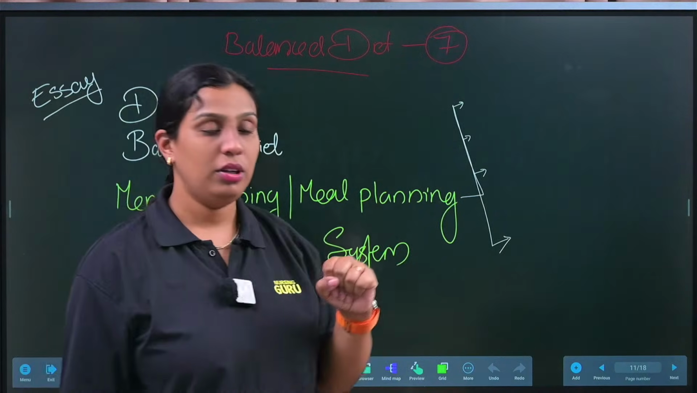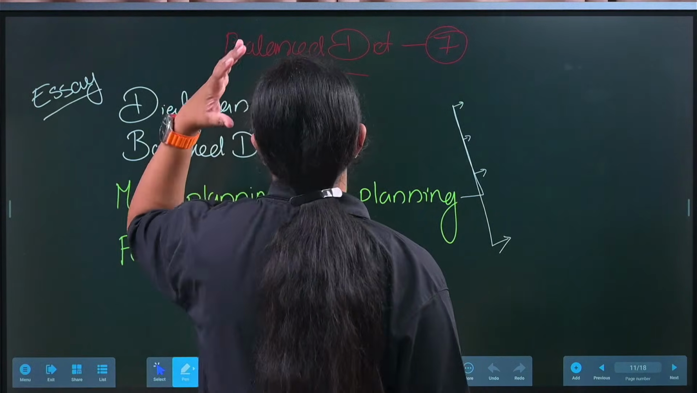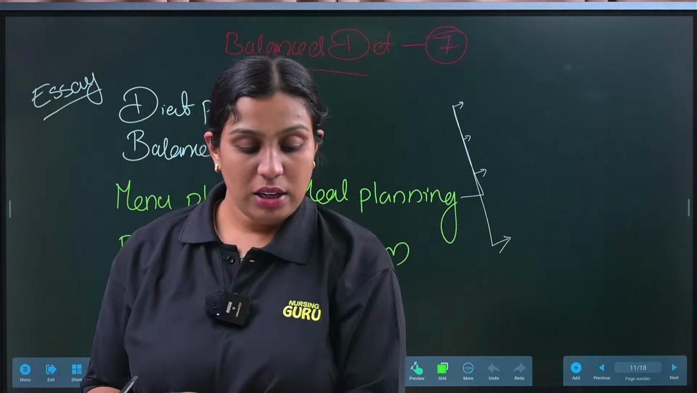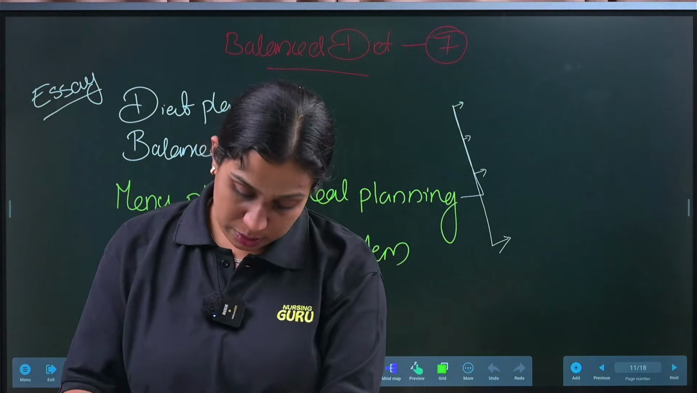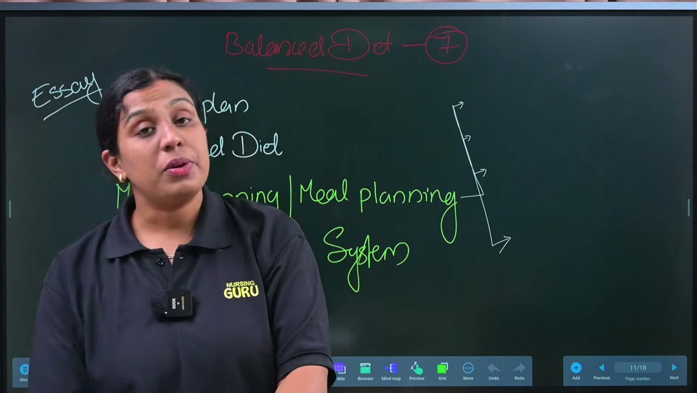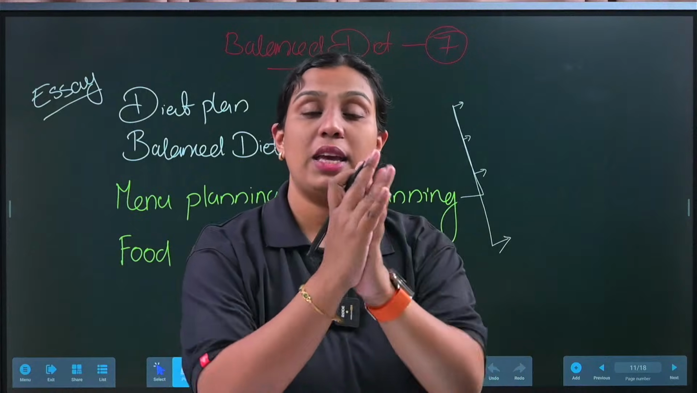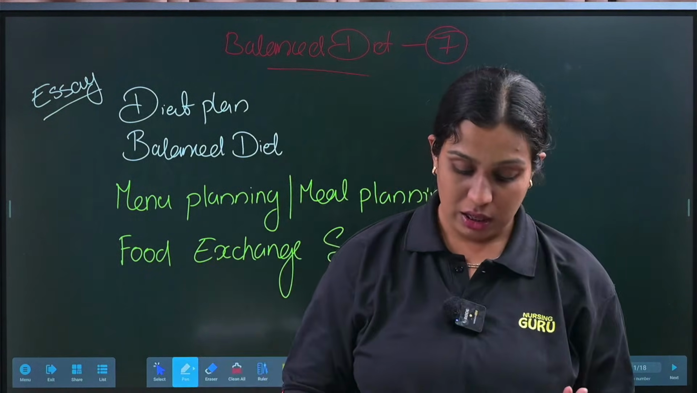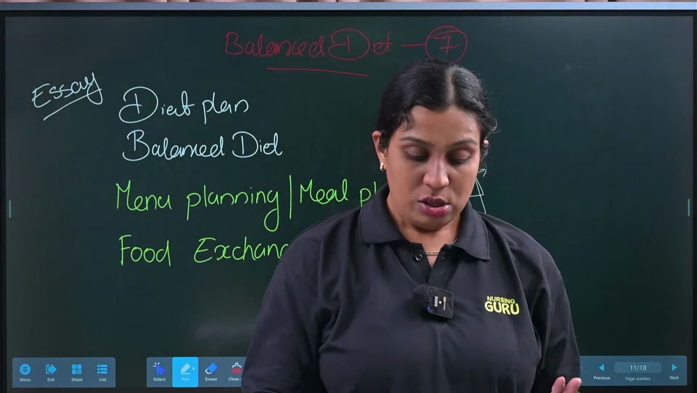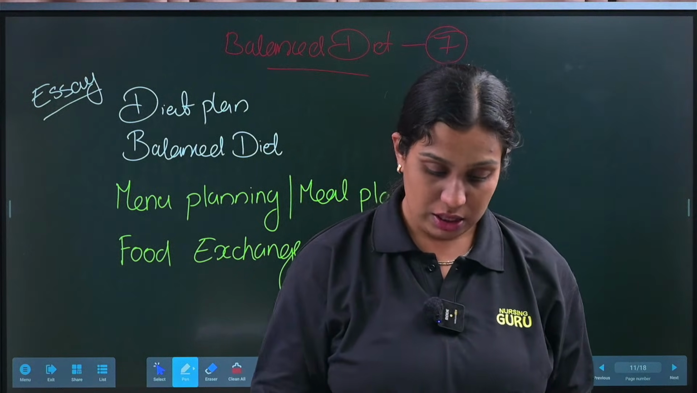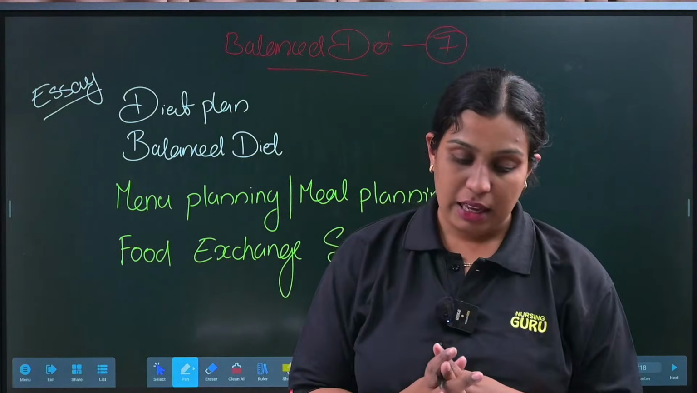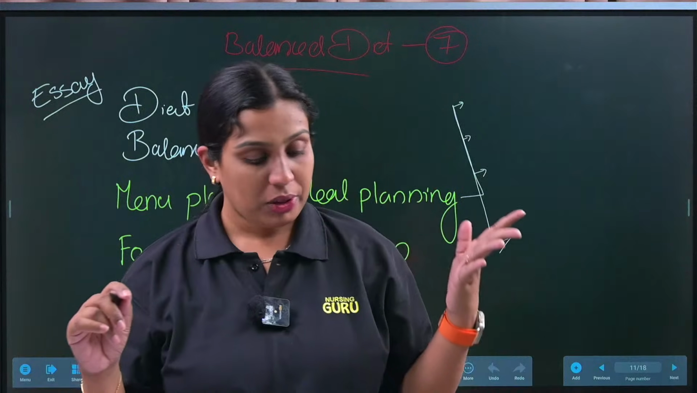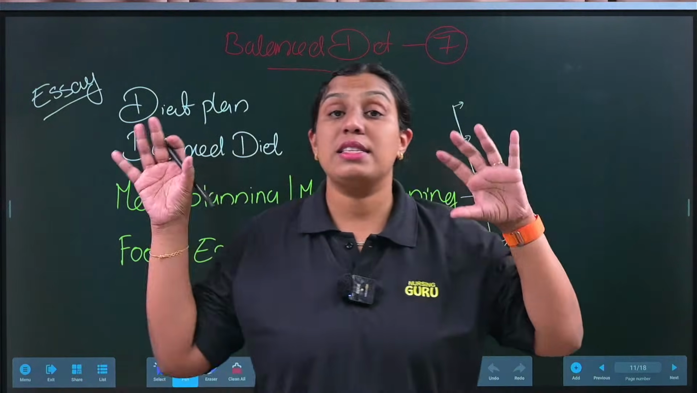Next, this is our main unit, balanced diet, unit number 7. In unit 7 we can expect a lot of questions. As per our blueprint, a 10 mark question can be expected from the balanced diet area. What do we need to learn? First, definition, principles and steps. Then food guides, the basic 4 food groups, RDA, recommended daily allowance, and the food exchange system.